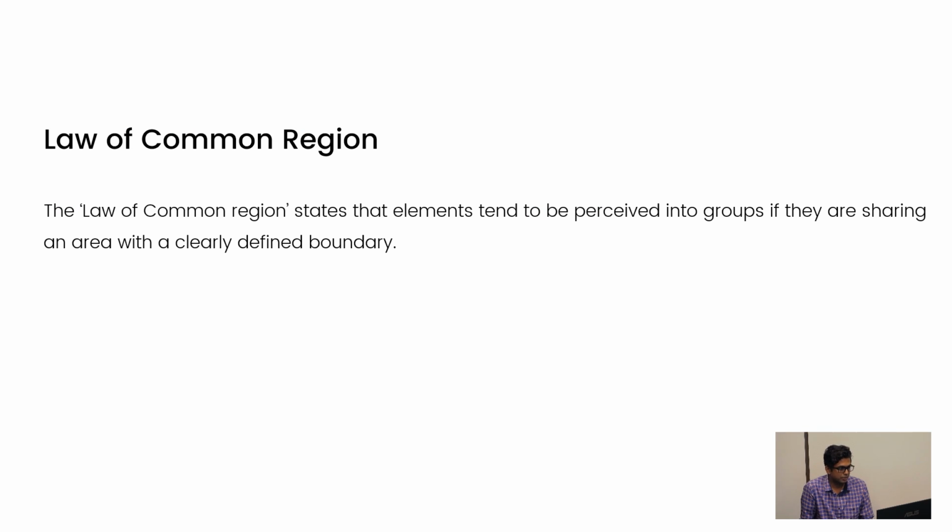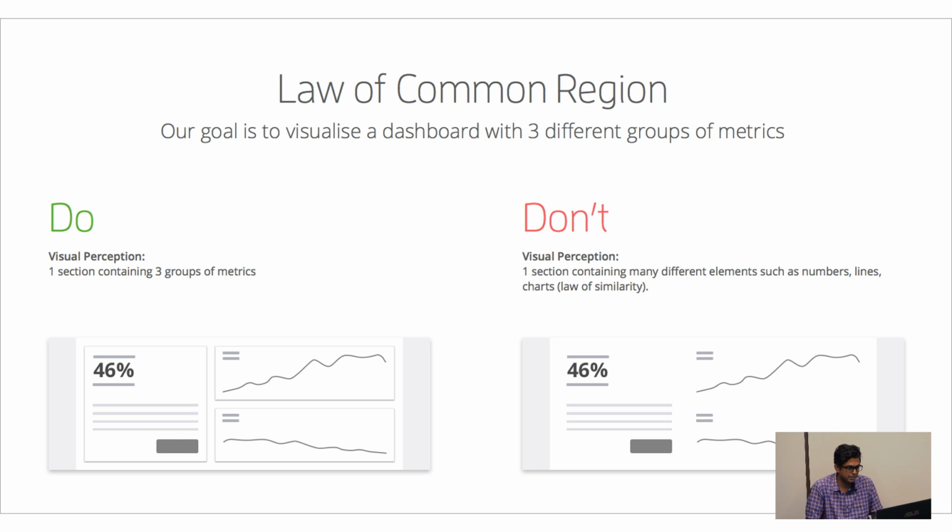And the third law is the law of common region. I learned this law the hard way once when I was doing a project and I completely screwed up on it. The law of common region states that elements tend to be perceived as groups if they share an area with a clearly defined boundary. So how do we look into it? We'll take exactly what I did on the application on the right hand side. When you don't have a boundary to show that this information is not relevant to this area, and not relevant to the area at the bottom, you feel like everything is about the same thing. I think 46% and the 2 graphs, it's about the same thing, right?